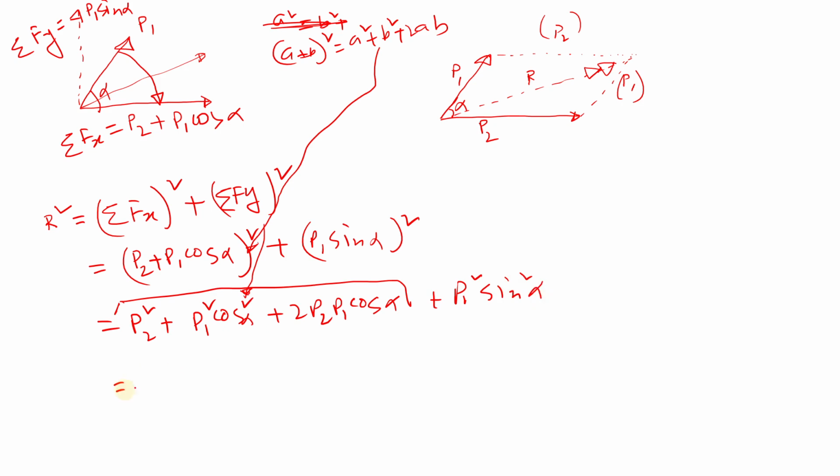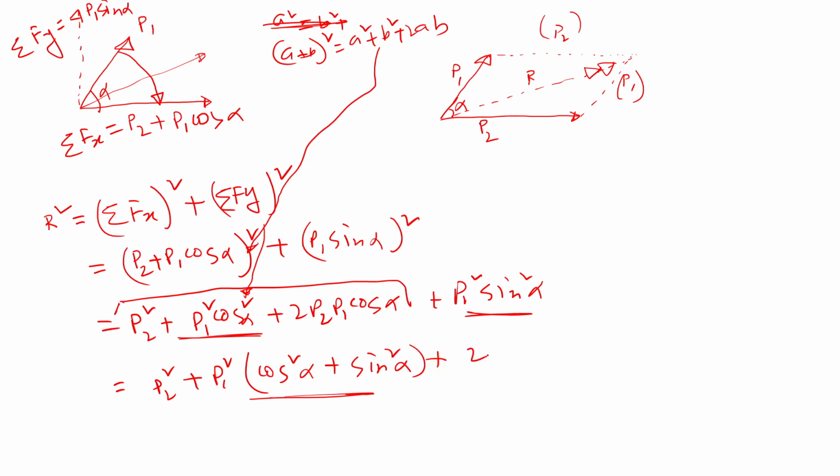So we can simply do P2 square plus P1 square, taking P1 square common, cosine square alpha plus sine square alpha, basically adding these two pieces right here, plus 2 P1 P2 cosine alpha. So we can write P2 square plus P1 square. As you know, sine square alpha plus cosine square alpha is 1. So R squared equals P1 square plus P2 square plus 2 P1 P2 cosine alpha.